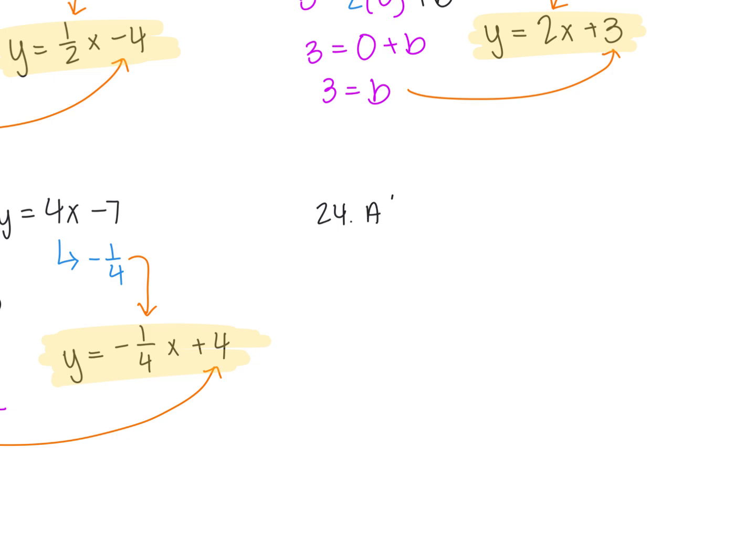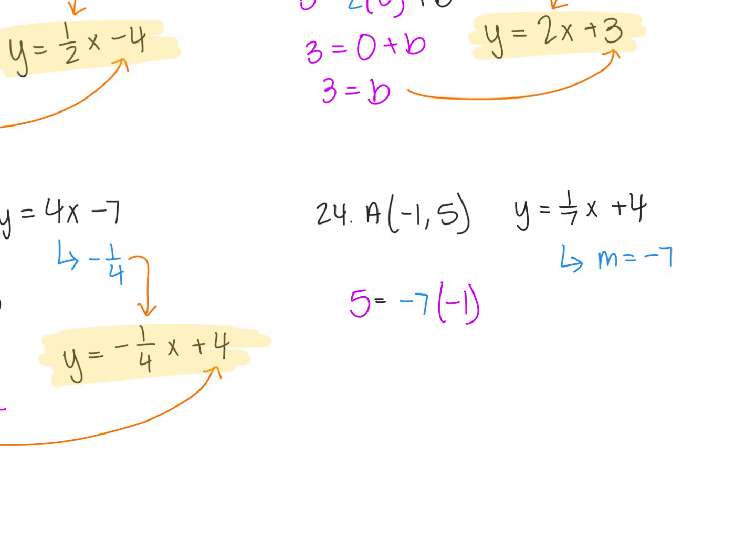24, I have A, which is (negative 1, 5), where y equals 1/7 x plus 4. What is my new slope? Yes. Good. m equals negative 7. And then same thing as before, plugging in. I have my y equals my slope, which was negative 7, times negative 1. And then I'm solving for b. So 5 equals 7 plus b. Subtract 7 from both sides. Then I'm going to get negative 2 equals b.